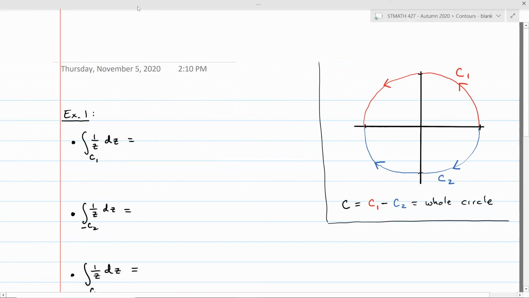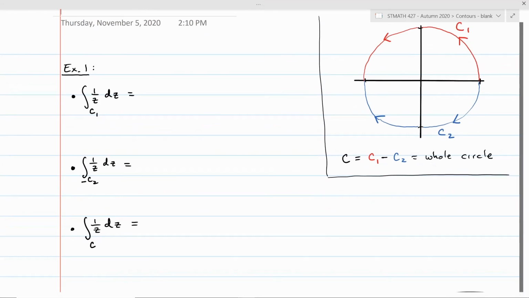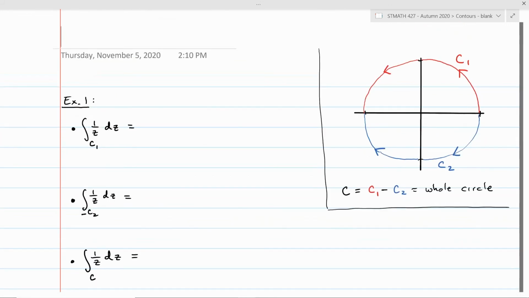Let's do a few examples here just to get some ideas under our thumbs. So in the picture at the right here, I'm expressing the unit circle as a difference: C1, the curve in red on the top, which we'll find a parameterization for, and then minus the blue curve on the bottom, which is the bottom half of the circle running in the reverse direction. But together, C1 minus C2 forms the whole circle.